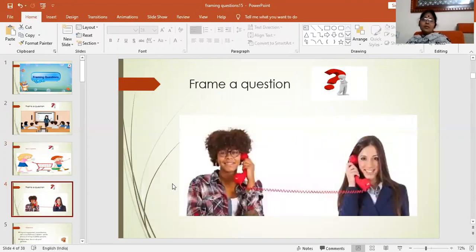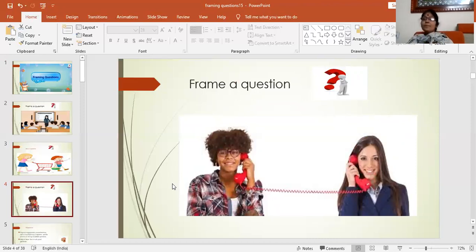Similarly, look at this picture. What questions can be framed? To whom is she talking on the phone? Or how long has she been talking on the phone? Right? Who is that talking on the phone? Right? So you can frame different questions by looking at the picture.